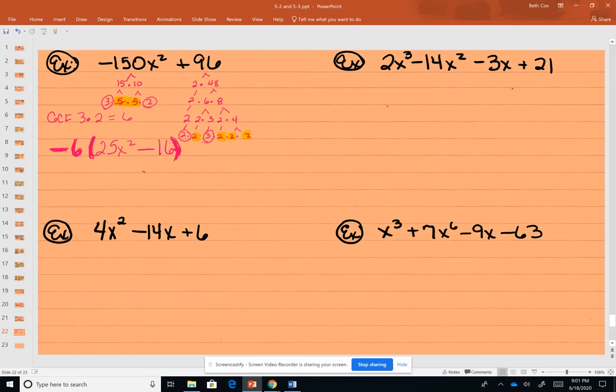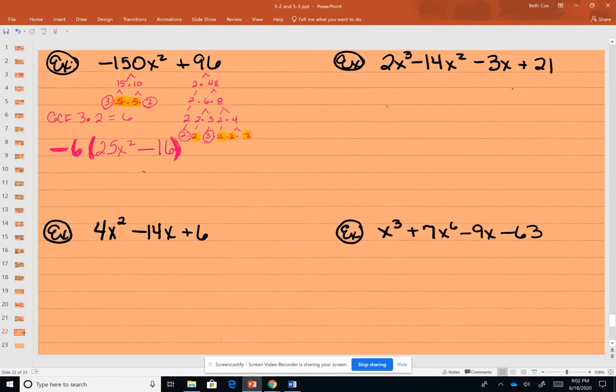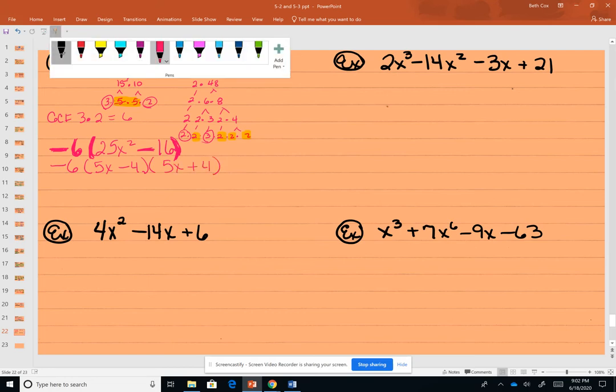Am I done? No, let's look back. Check for GCF. Done. Count my number of terms. Well, I have 2 terms. Are they special? Yes, they are. This is 5 times 5, and this is 4 times 4. And this is a subtraction. So this is going to be 5x minus 4 and 5x plus 4. It was special. That's my final answer on this one.